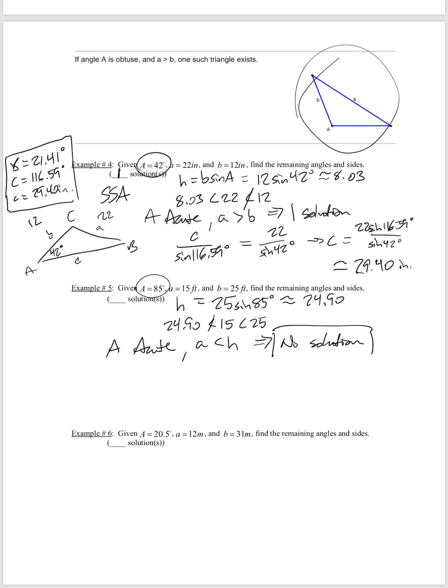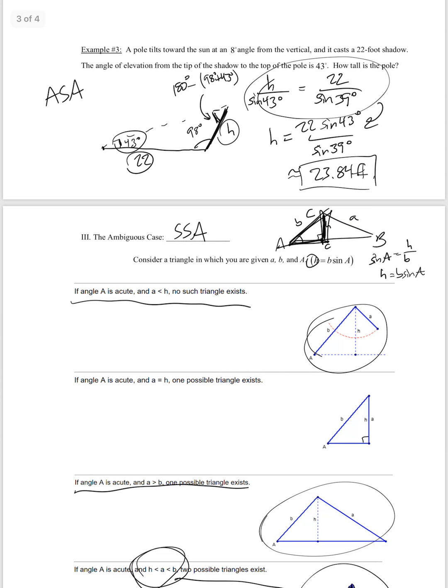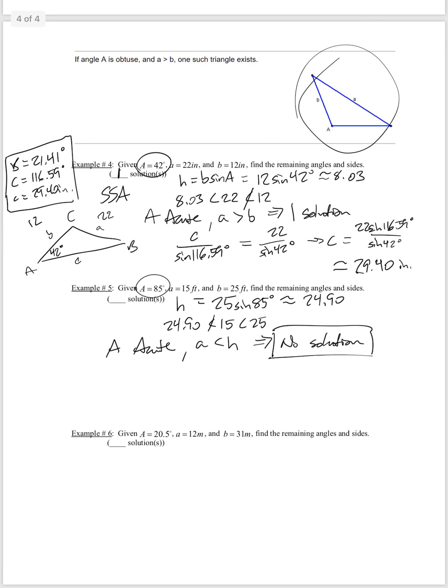So I can stop right away. There's no other angles or sides to solve for. This is not a possible triangle. And why? Because we look at this picture. If A is less than h, there's no way that I can meet that line down there. There's no possible way for me to finish that triangle.